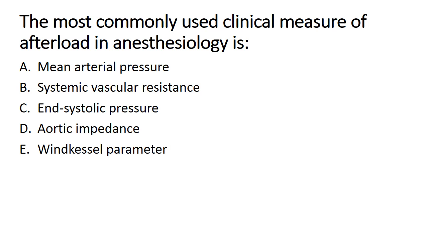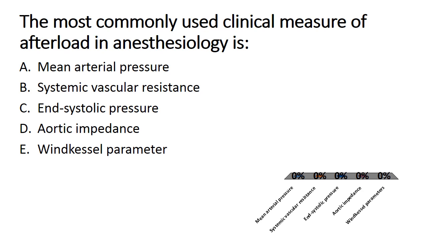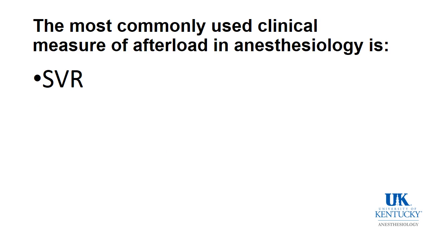Another question. The most commonly used clinical measure of afterload in anesthesiology is A. Mean arterial pressure, B. Systemic vascular resistance, C. End systolic pressure, D. Aortic impedance, or E. Windkessel parameter. Simply put, the most commonly used clinical measure of afterload in anesthesiology is systemic vascular resistance.